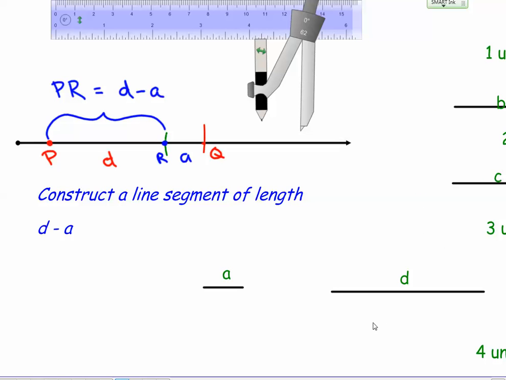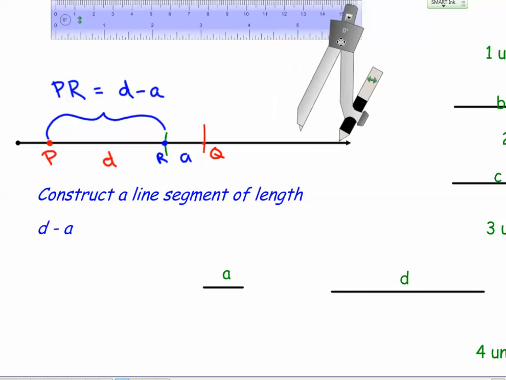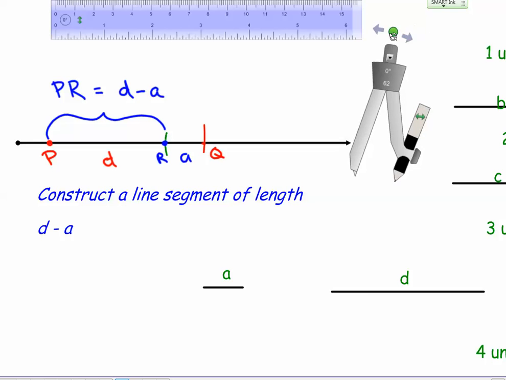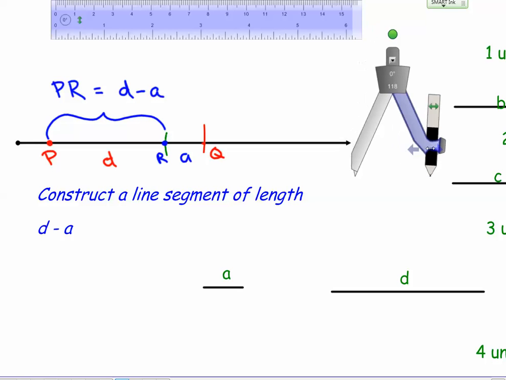So we began, because you have to have something to subtract from. We started with our working line, our point P, and we copied D using our compass. We copied D the same way we've done the other problems, by putting it on the left side, opening it up to the length of D, etc.